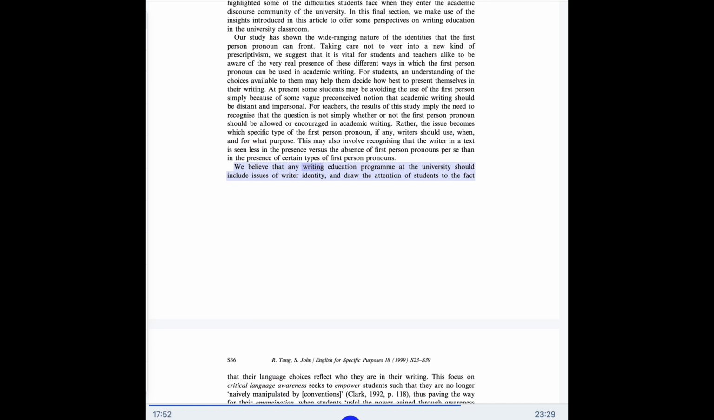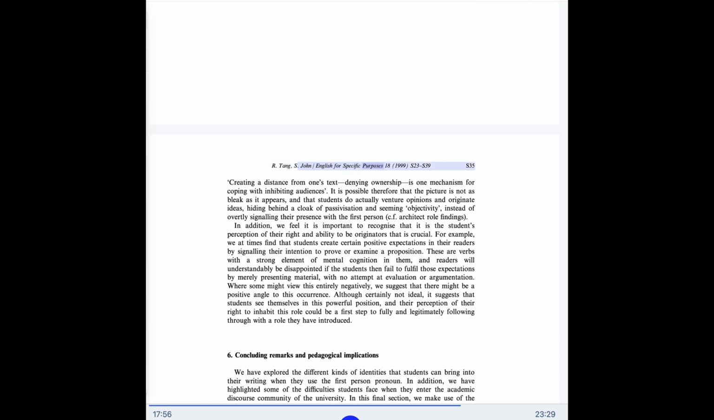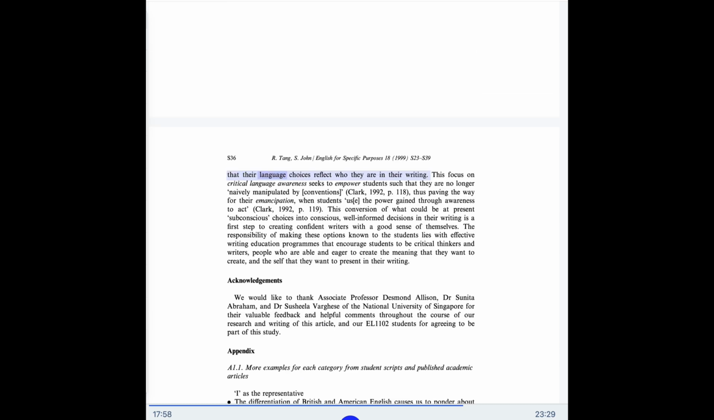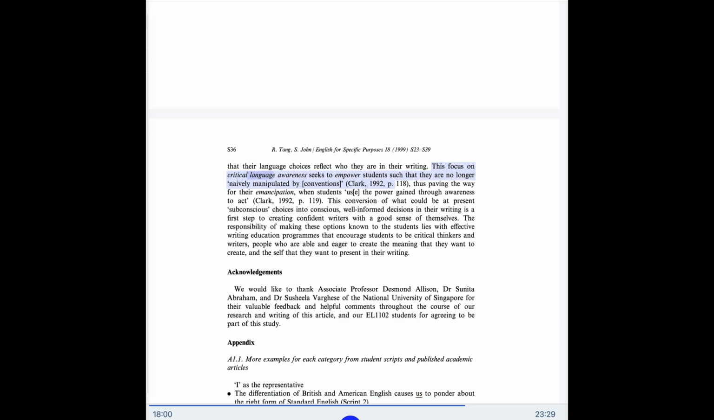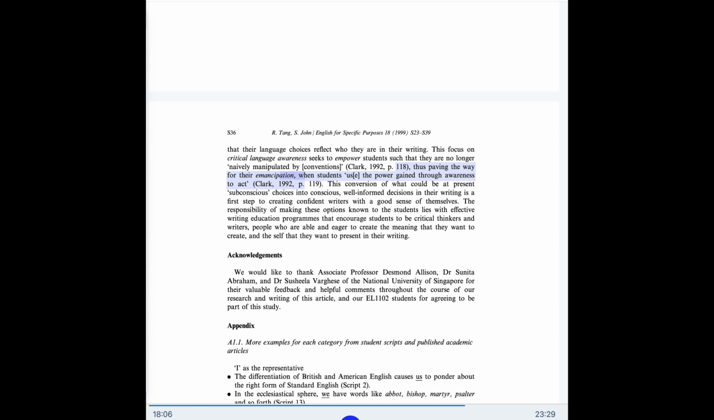We believe that any writing education program at the university should include issues of writer identity and draw the attention of students to the fact that their language choices reflect who they are in their writing. This focus on critical language awareness seeks to empower students such that they are no longer naively manipulated by language (Clark, 1992, p. 118), thus paving the way for their emancipation, when students have the power gained through awareness to act.